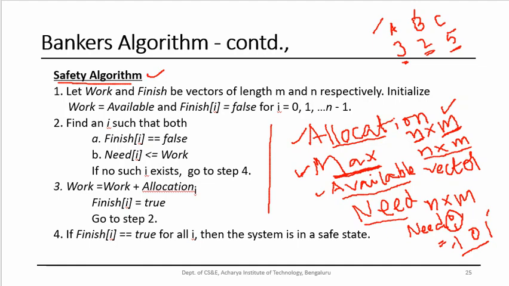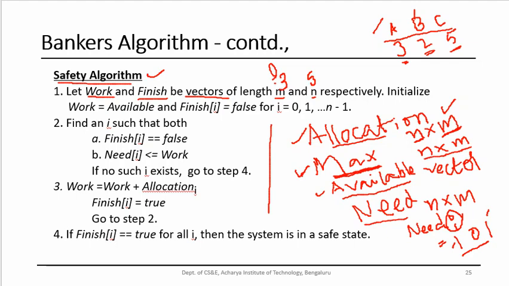Okay, so here we take two more data structures, work and finish, and both are vectors. Work is of length m and finish is of length n. So what is m? M is the number of resource types. If you take this example, what is the value of m? M becomes 3. If there are 5 processes running in the system, then n becomes 5.